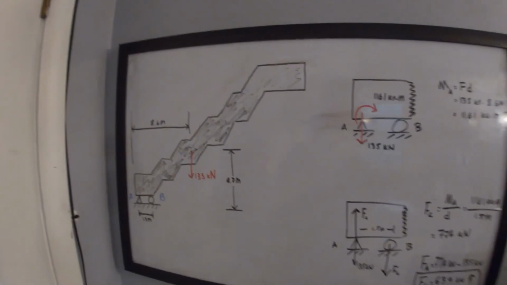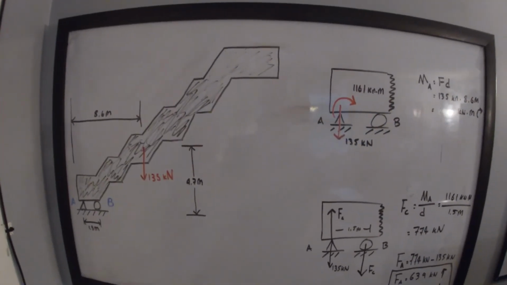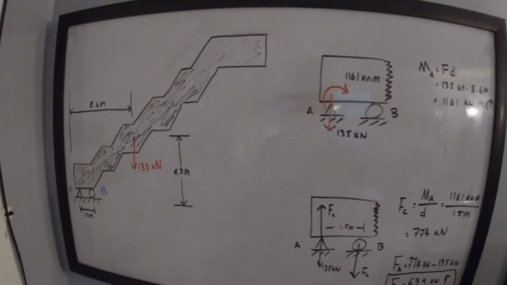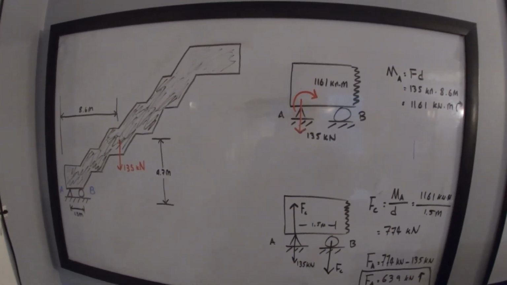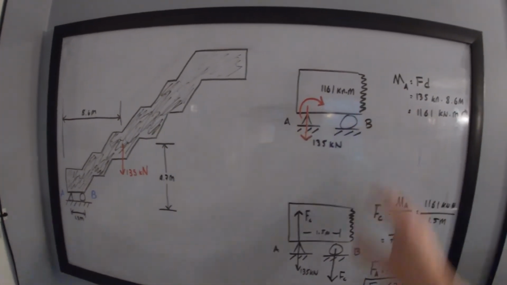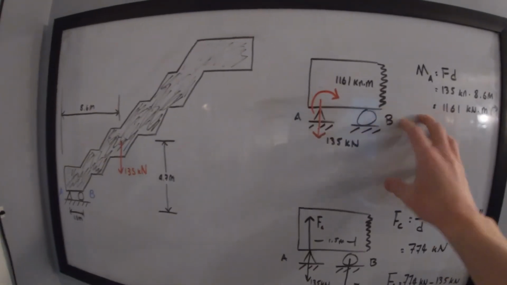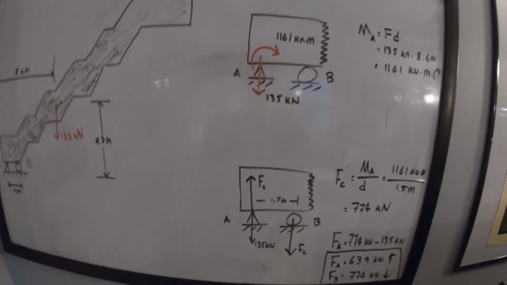Hopefully this helped looking at the solution. Again, this isn't really a numerically challenging problem. It was more of a problem to really show the basic concepts of force couple systems, how to get from a loading like this to a simple force couple system, and then what we can do with that force couple system. In this case, we found the loading on each support.